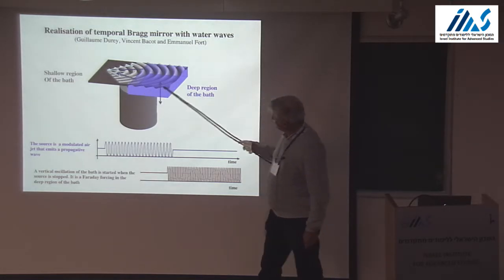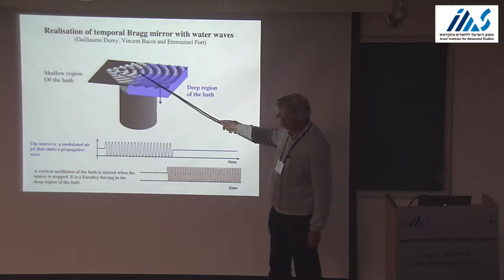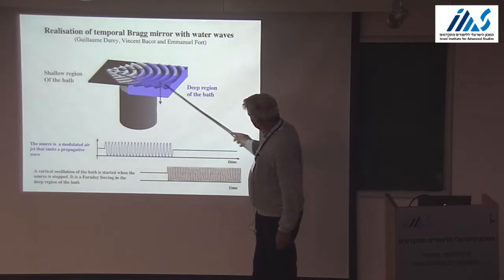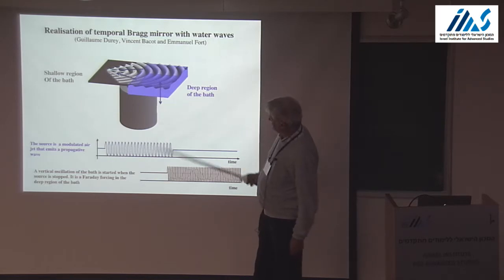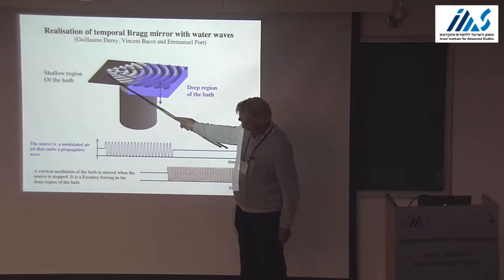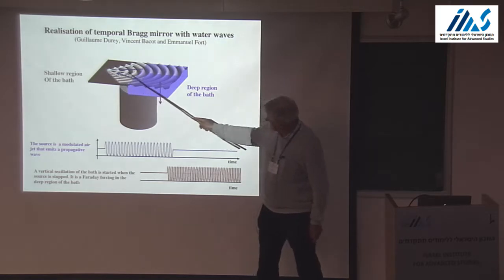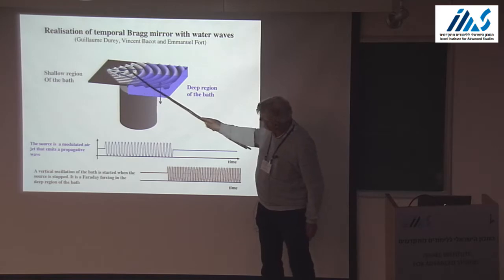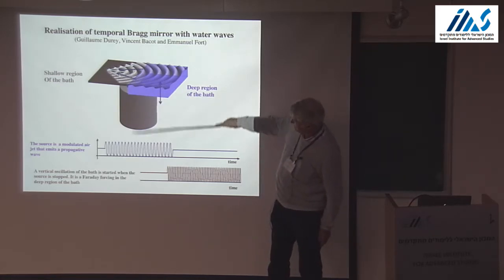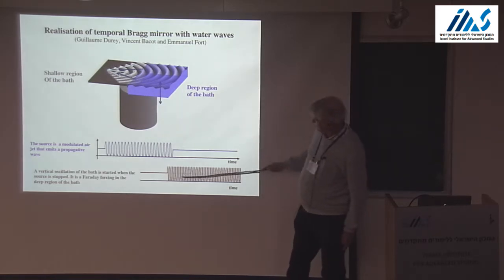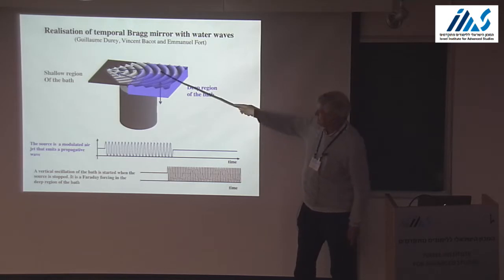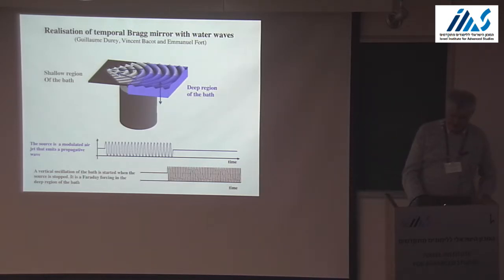He has a Faraday bath with a special shape. Here is a shallow region in which the Faraday waves are not generated, and a deep region here where the Faraday waves are generated. He has a pulsing source here which generates a propagating wave in that region. At first, the bath is not oscillating, so the wave propagates away. And then they start the vertical oscillation of the bath, and therefore this triggers Faraday waves in this region.